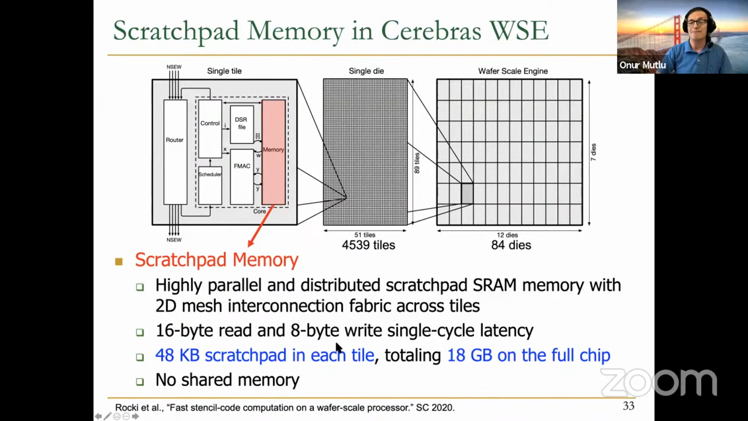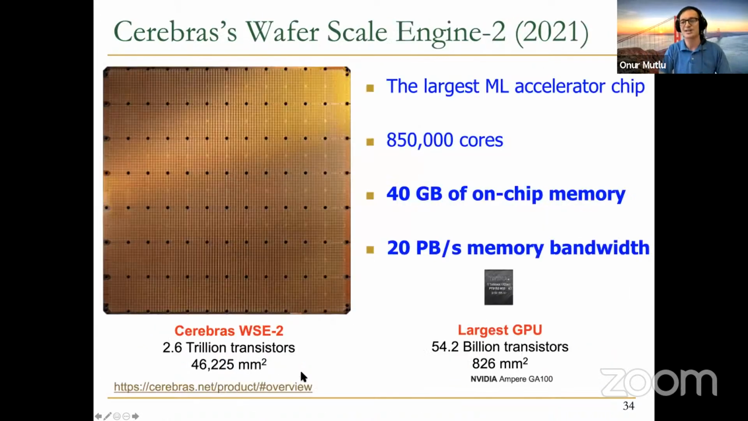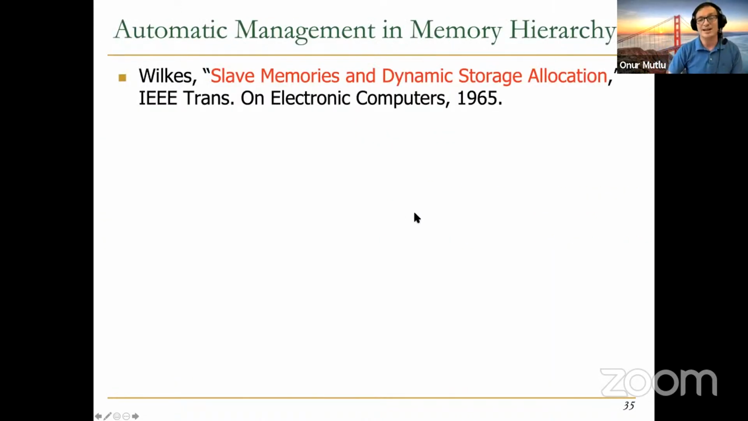So you basically program this entire accelerator tile by tile and then communicate between tiles. But each tile has a scratchpad memory that's manually managed, as you can see, which is interesting. And the total amount of manually managed scratchpad memory is 18 gigabytes on the full chip. And there's no shared memory according to Cerebras. And you can see that this number became much larger in the recent generation, 40 gigabytes. Okay, so that's the distinction between automatic versus manual management. And there are clear trade-offs associated with it, right?